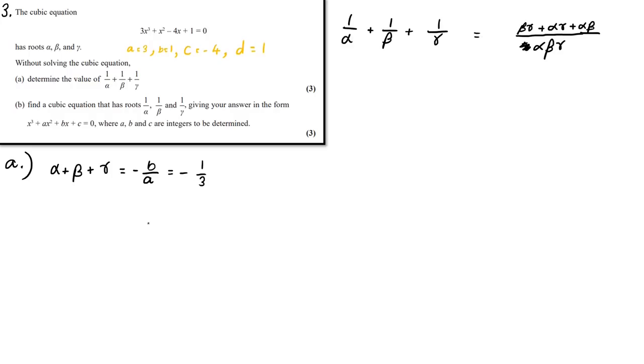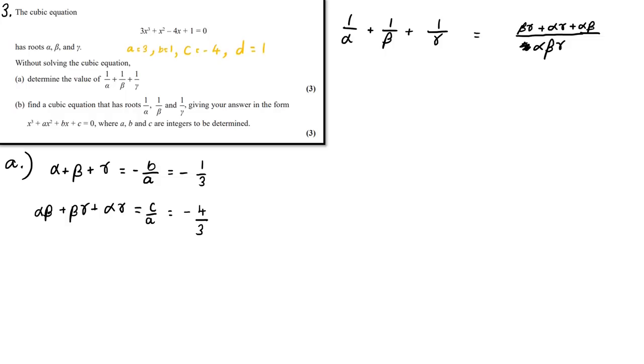Now we want the pair sum. So the pair sum here is alpha beta plus beta gamma plus alpha gamma. And notice that's what we've got up here. So what we're doing now is we're finding the numerator that we need. And for the pair sum like this, the way we find that is c divided by a. Okay, so again we just look at our values here. c is minus 4, so we've got minus 4 divided by a, which is 3. So we get minus 4 thirds there.